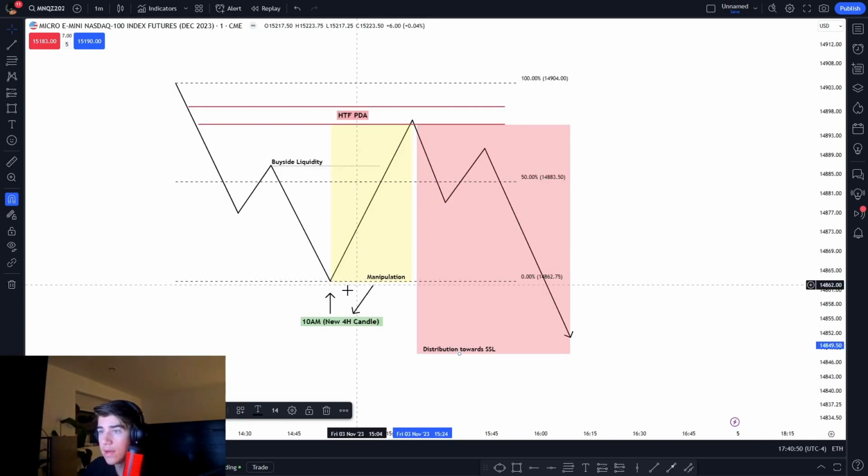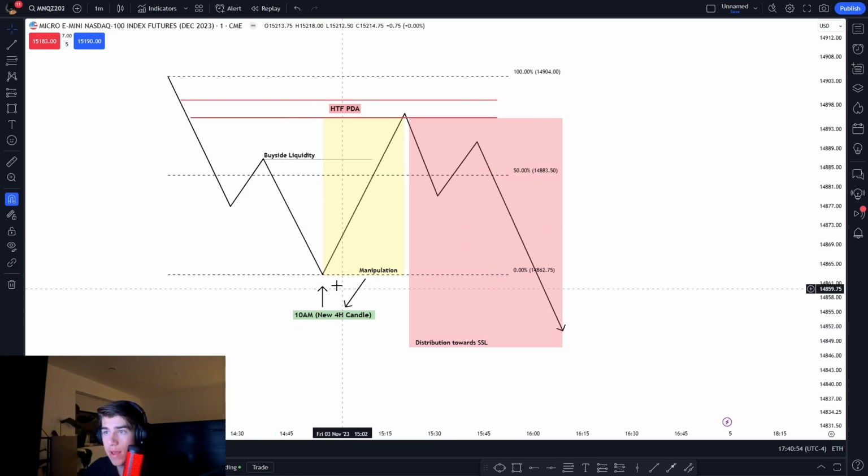Okay, here we are. I drew out a range for you. So as you can see right here, this low represents the 10 a.m. new 4-hour candle opening, okay? It does not necessarily have to be a 4-hour candle. It can also be the daily, right? Again. So the 4-hour candle opens. This is with a bearish bias, right? It opens and it immediately goes higher, which we call the manipulation phase, right?